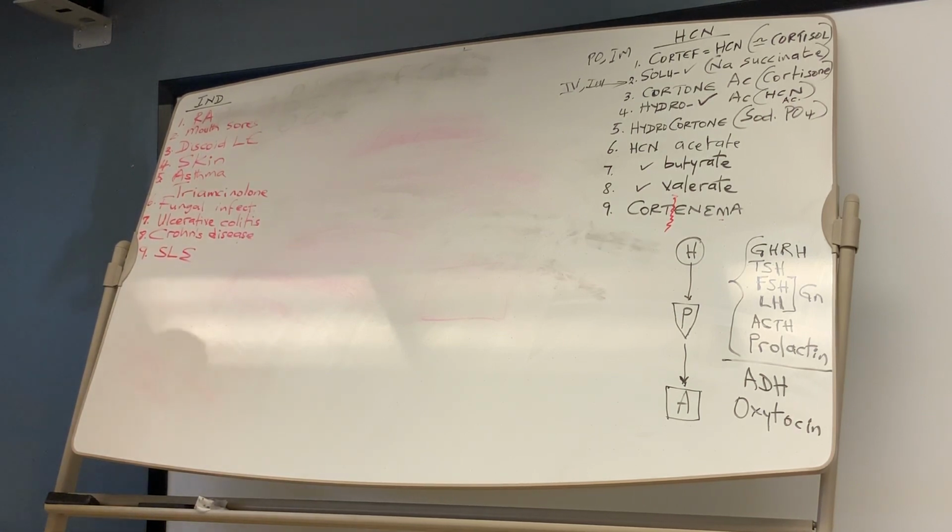And for SLE, prednisone is the one that is most often used. Prednisone, you use, again, anywhere from 10 to 50 milligrams on a daily basis. So it's very useful there. Decadron is also useful in systemic lupus erythematosus.